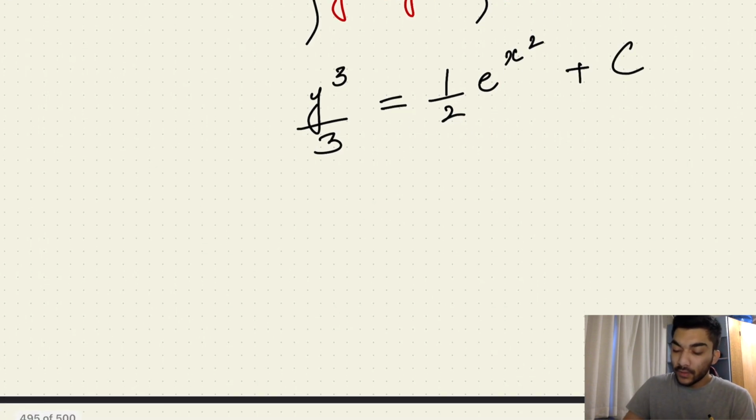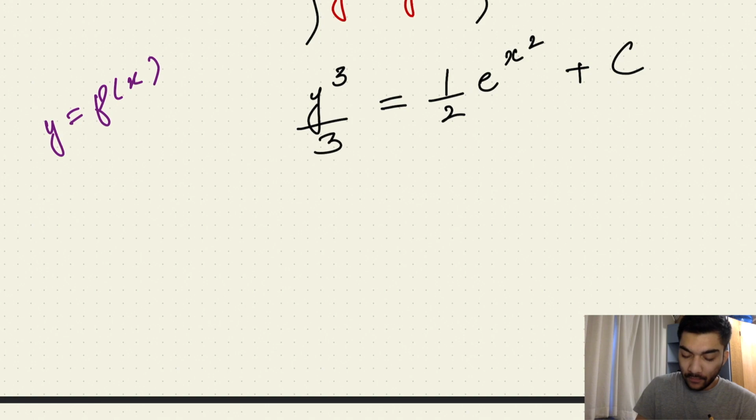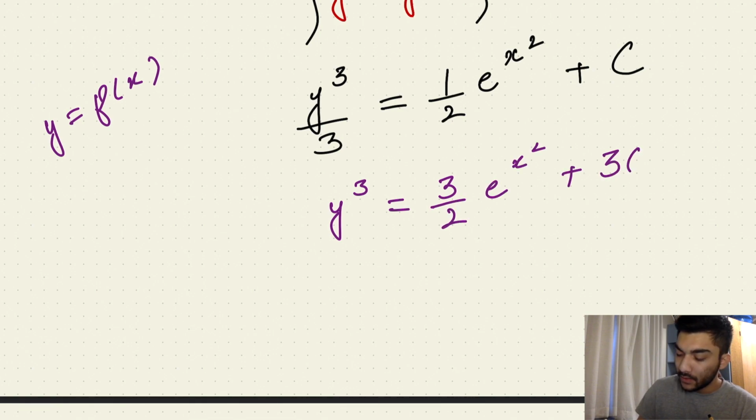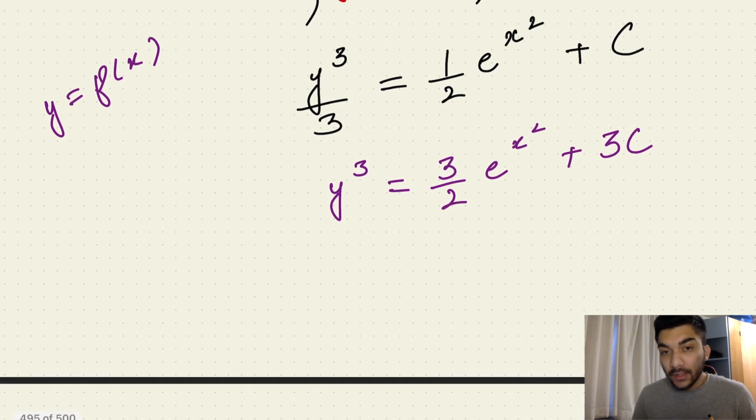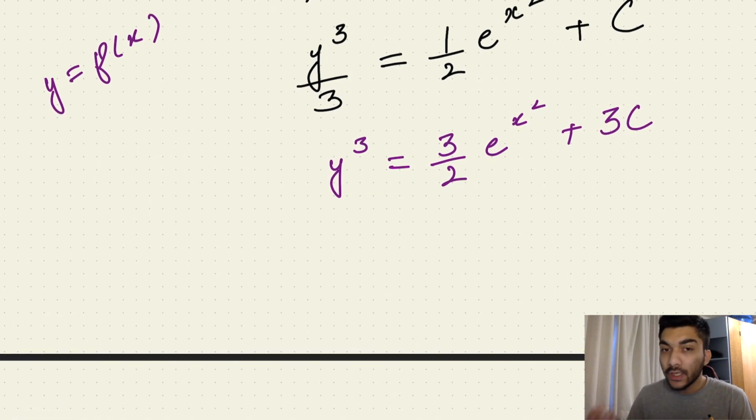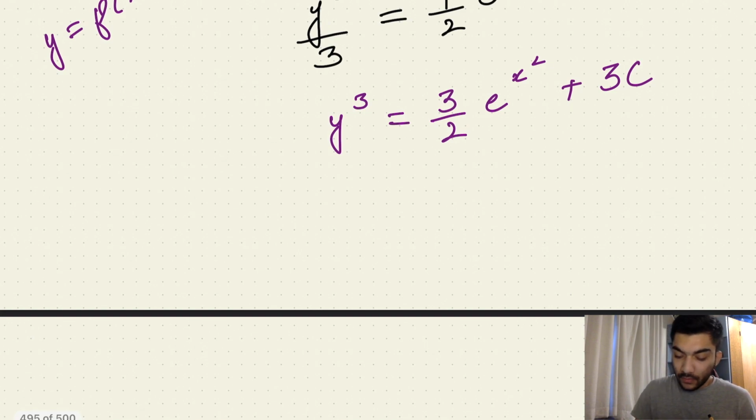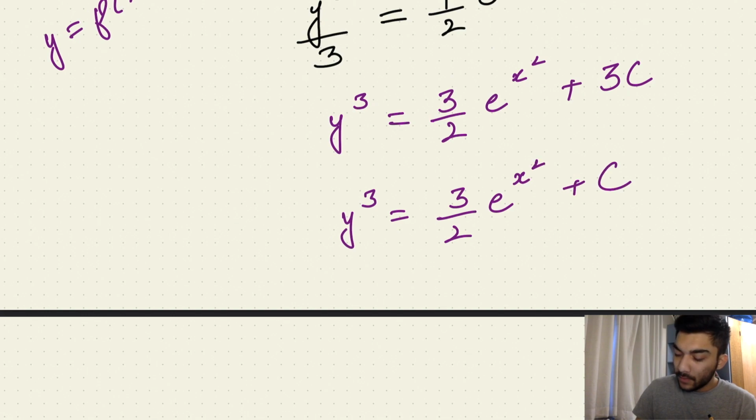So now in order to get the final answer, let's express our function in terms of f of x, right? So let's have this equation at the last. In order to do that, we can just move this 3 over this side. So it will basically be y cube equals 3 by 2 e to the power x square plus 3c. Since you know that c can take any real value, 3c will also take any real value. So we can write 3c as again c, right? Because c is a constant of integration which can take any real value. So it would be basically y cube equals 3 by 2 e to the power x square plus c.